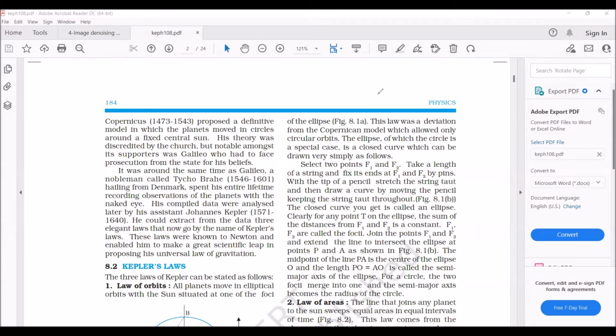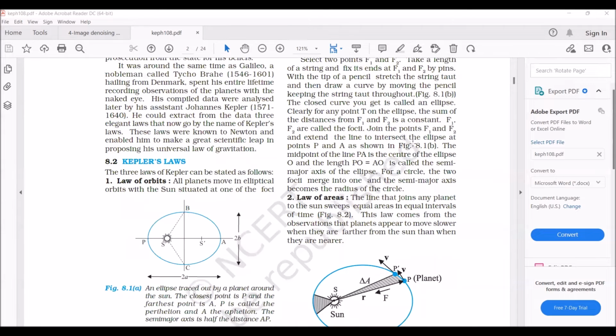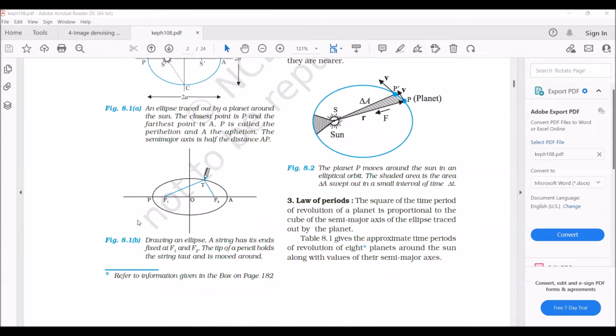Now here we are taking 2 points F1 and F2. So this is F1 and this is F2. This time we are taking a small string, and one end of the string is fixed at F1 and the second end of the string is fixed at F2. And this string's other end we have tilted and we call that one T. This T is touching the ellipse.